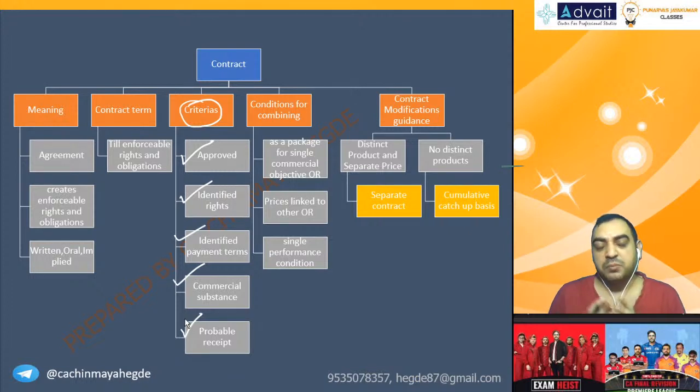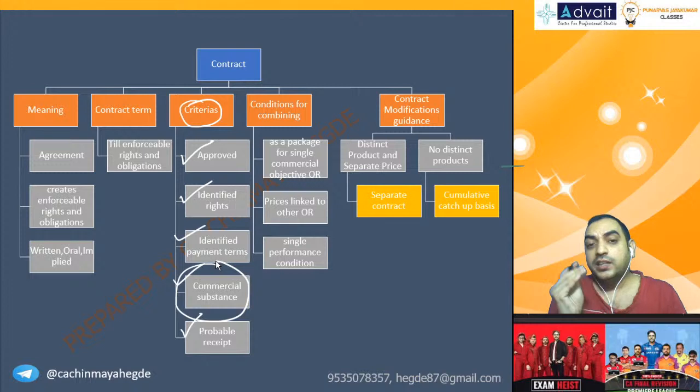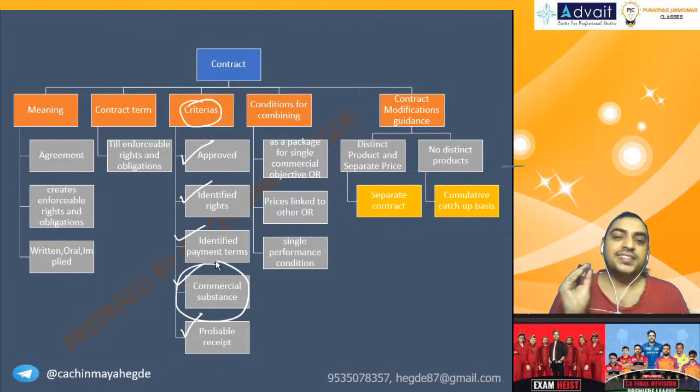Probable receipt is nothing but the prudence principle. Once you sell the goods, there has to be a probability that you receive the money. If the chances of collection are less, don't recognize the revenue. That's the prudence principle. Now regarding commercial substance, this point is there in Ind AS 16 also, exchange of goods.